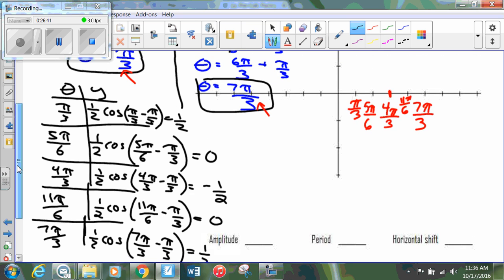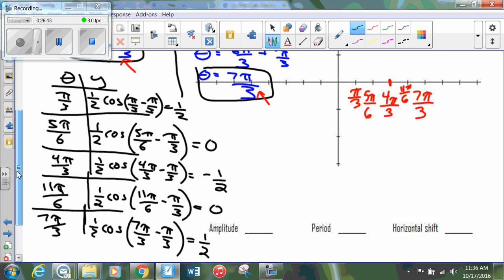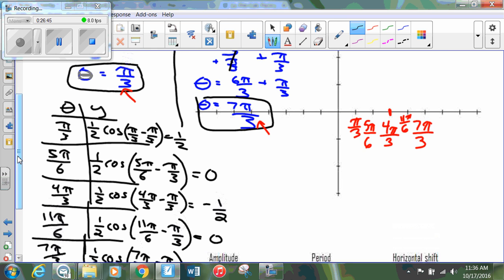All right. So let's go ahead and finish this the long way, and we'll come back and talk about how we could have gotten this a lot quicker.